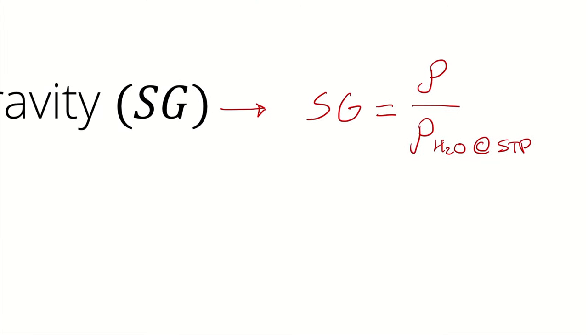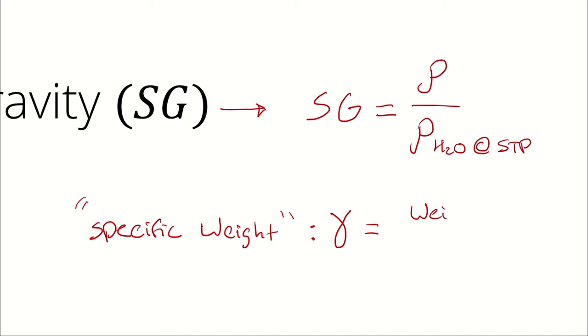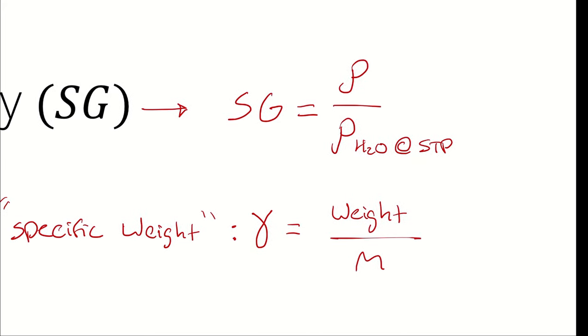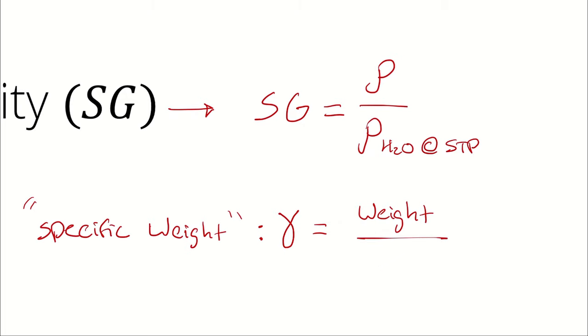And similarly to specific gravity, another concept that we'll come up with that is similar is specific weight. Specific weight is abbreviated with a gamma, and it is the weight of something divided by volume. So if you were expressing the weight of something as its mass times gravity, and you were dividing by volume, that is density times gravity. So it's like density, but it also includes acceleration. You'll see specific weight as a concept more frequently when we get to fluid mechanics.